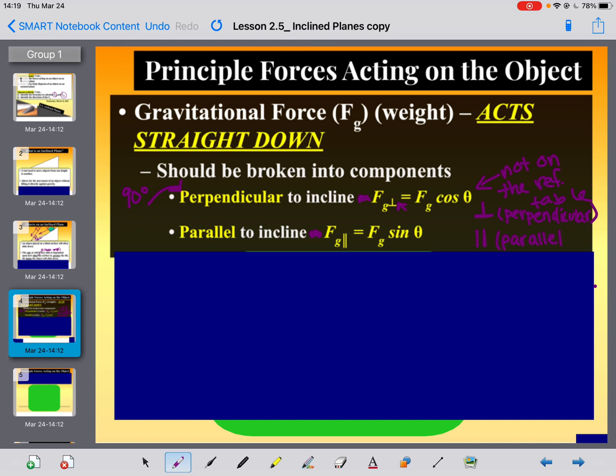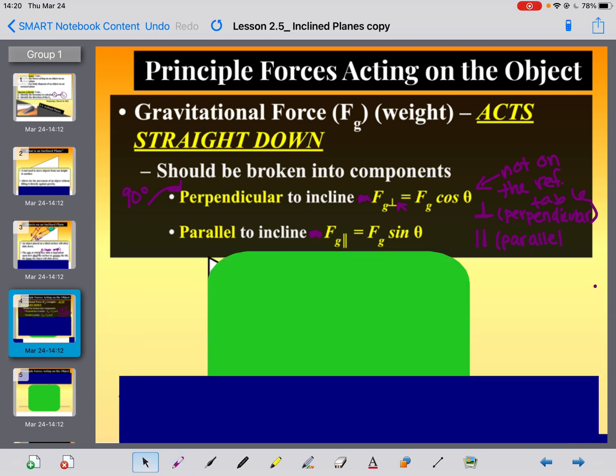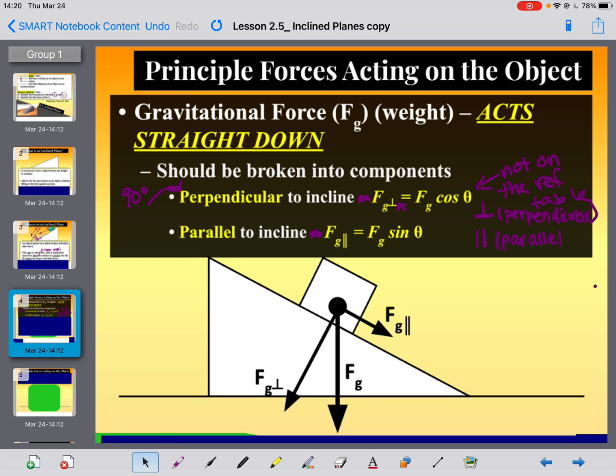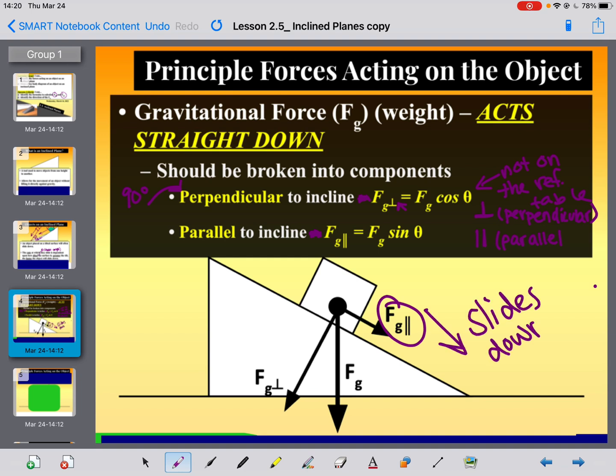So the job of the parallel component is to pull it down the slope, or the inclined plane. The perpendicular component's job is to pull that object into the surface of the inclined plane. So the perpendicular pulls into, the parallel pulls down the surface. That's a pretty big idea. If you look on this diagram, you can see that Fg parallel slides down the slope, and Fg perpendicular pulls into the surface.